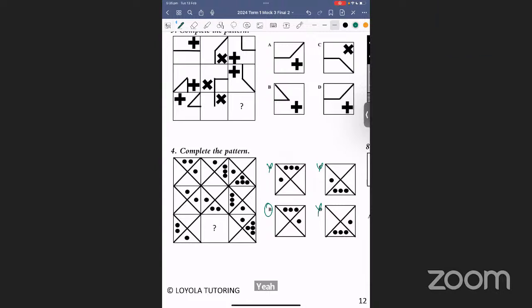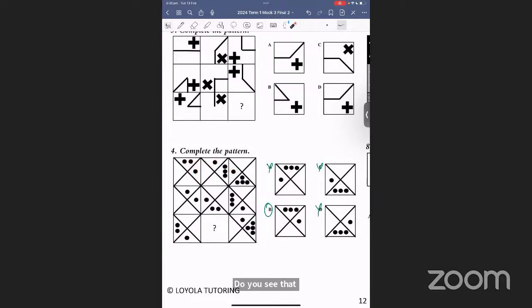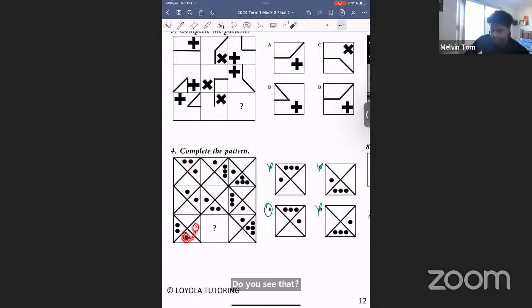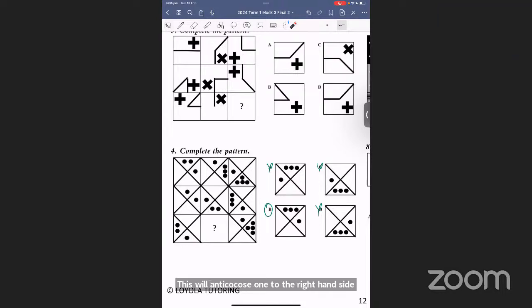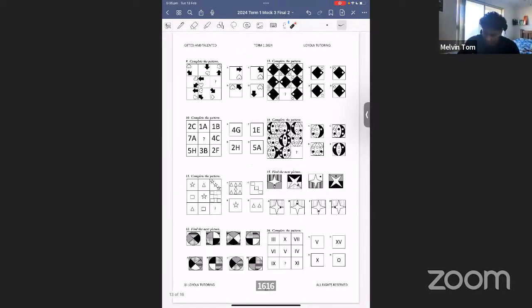Yeah. But Melvin, why did you cross out A and C? A and C, because the single dot is going anti-clockwise 1, anti-clockwise 1. Do you see that? Oh, yeah. So this will go anti-clockwise 1 to the right-hand side. Thank you. You're welcome. Next question, guys. 16. Sorry, which one? 16. Yep. All right, let's take a look.